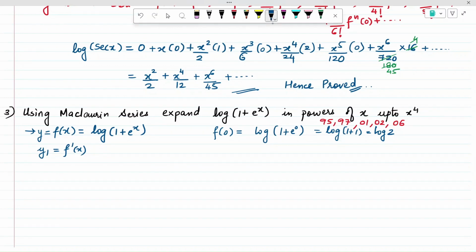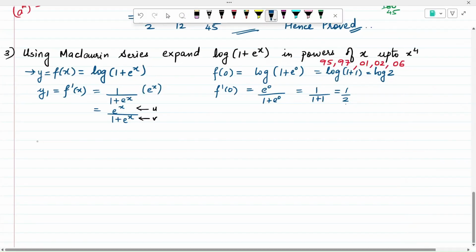Next, let's calculate f dash. So 1 upon 1 plus e raised to x. Chain rule लगाना पड़ेगा. So by chain rule, the derivative of 1 is 0 and of e raised to x is e raised to x. So I have e raised to x upon 1 plus e raised to x. Okay, so that's your first derivative. So f dash at 0: e raised to 0 divided by 1 plus e raised to 0. That is 1 upon 1 plus 1, which is 1 upon 2.